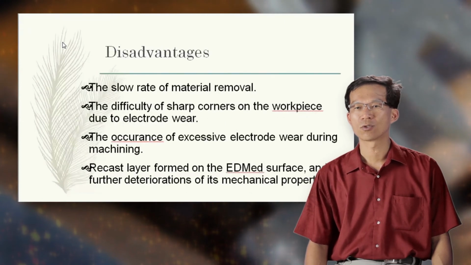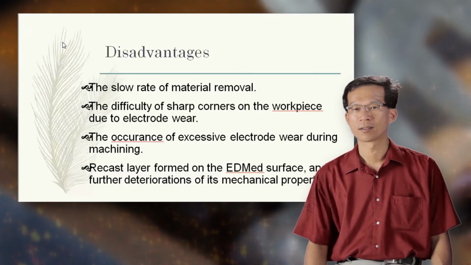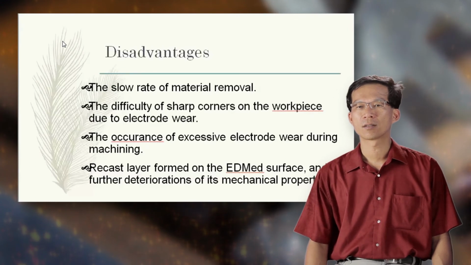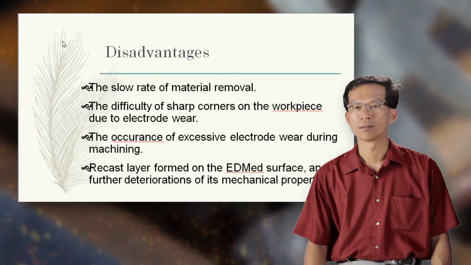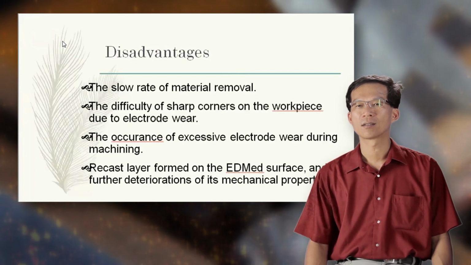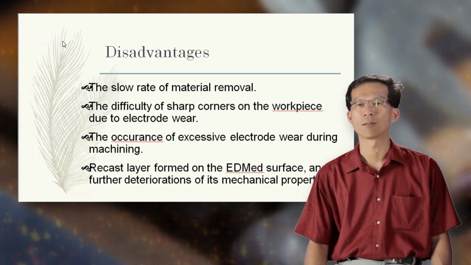The disadvantages of micro-EDM are the slow material removal rate, the difficulty of producing sharp corners on the workpiece due to electrode wear, the occurrence of excessive electrode wear during machining, and the recast layer formed on the EDM surface, with further deterioration of its mechanical properties.